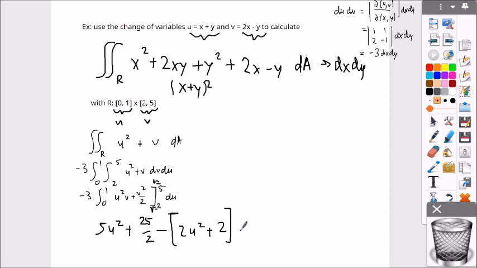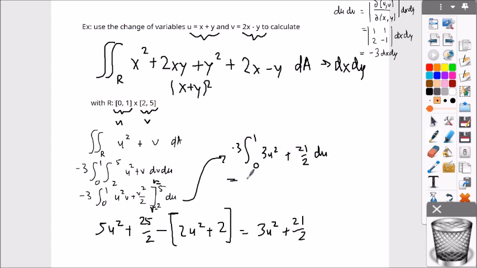So what does this mean? This is 3u squared plus 21 over 2. So now this is the double integral, or the single integral, not double. Negative 3 times the single integral of 3u squared plus 21 over 2 du. Or I'm sorry, it's not 3u squared, it's just u squared. No, it is 3u squared. I'm stupid. I worked it out right down here.